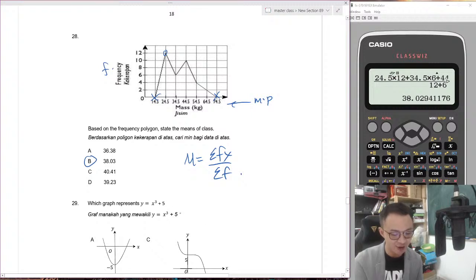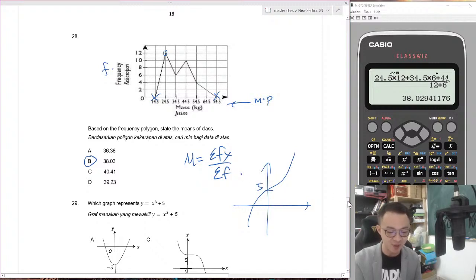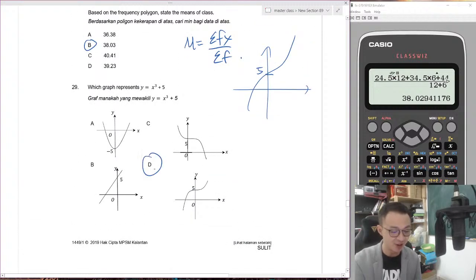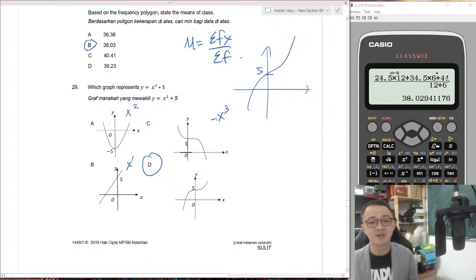Okay, this one is quite easy. This one is x cubed. The x cubed graph should look like this, and then pass the point 5 here. You just need to remember the pattern, so the answer will be D. This is the x squared graph, this is the x power 1 graph, this is the negative x cubed graph. You kind of need to remember the x cubed pattern.